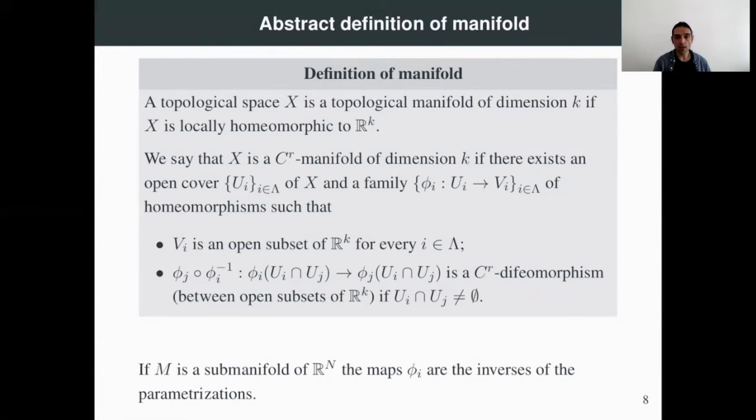So in this way, we obtain a definition of abstract manifold that is actually inspired by the properties and by the definition of embedded manifold. If M is a submanifold of a Euclidean space, then we can consider the local charts as the inverses of the parametrizations that we saw previously.